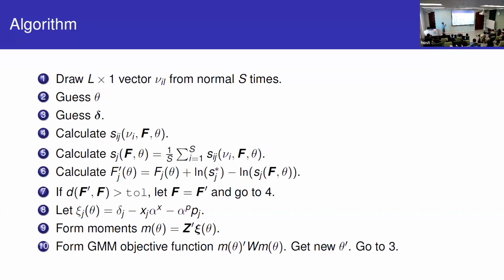So part of the reason I put this up here is I really want to emphasize that BLP involves a nested fixed point algorithm. You often hear nested fixed point algorithm in the context of a Rust dynamic model. This is not a dynamic model. We're using the fixed point algorithm to back out a nonlinear error term. The error term is nonlinearly embedded into the model, and so we're using the fixed point algorithm to back it out.